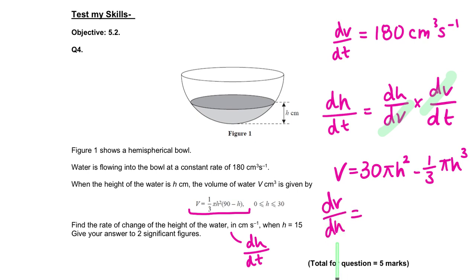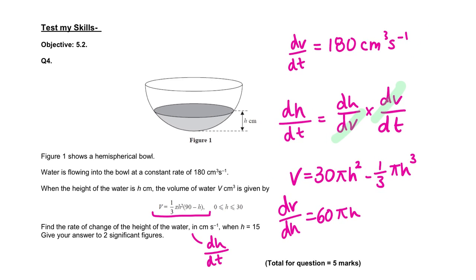Remember, if we ever differentiate V with respect to h, it always has to be V equals something with h in. So if I differentiate this now, h squared differentiated is 2h. So I'm going to multiply 30 pi by 2h, which is 60 pi h. Remember, the 30 pi is just a constant, yeah? And then h cubed differentiated is minus pi h squared, because we bring the 3 down. A third times 3 is 1. So minus pi h squared. I've now differentiated V with respect to h.